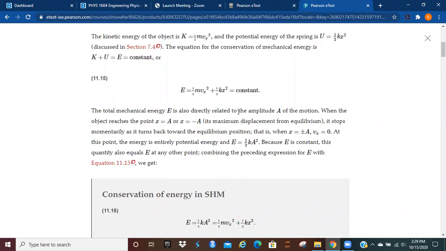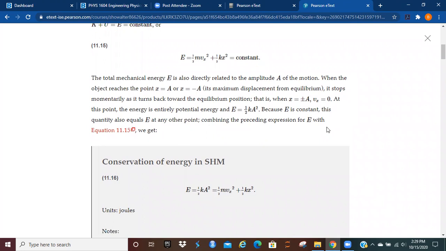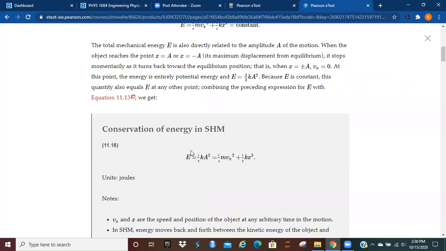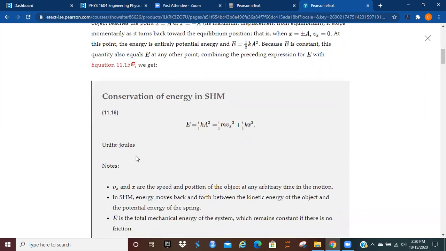So the total mechanical energy is also directly related to the amplitude of the motion, which we just saw in the previous graph. When the object reaches the point x equals A or minus A, the maximum displacement, it stops momentarily as it turns back around towards the equilibrium position. At that point, the energy is entirely potential energy. Because E is constant, the quantity is also equal to E at any other point. Combining the expressions, this is what we end up with. The units, of course, are joules. And the v of x, as well as x, are the speed and position of the object at any arbitrary time in the motion.